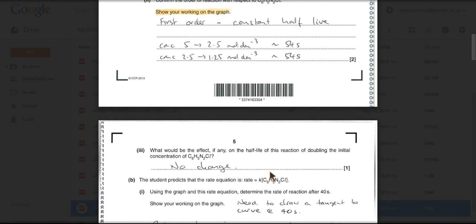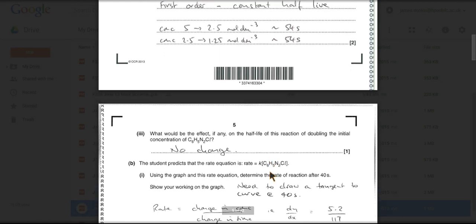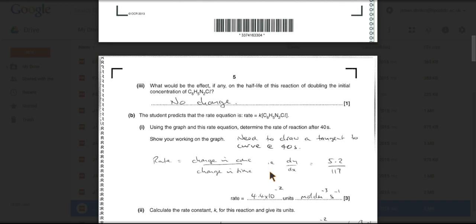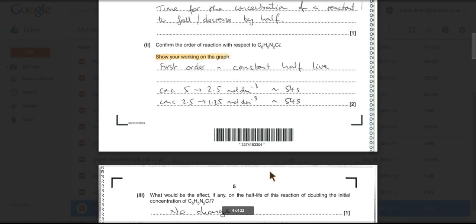What will be the change, if any, on the half-life of doubling the initial concentration? Well, half-lives are constant, so there would be no change. And the students then predicted the rate equation looks like that. Using the graph and the rate equation, determine the rate after 40 seconds. Show your working on the graph.